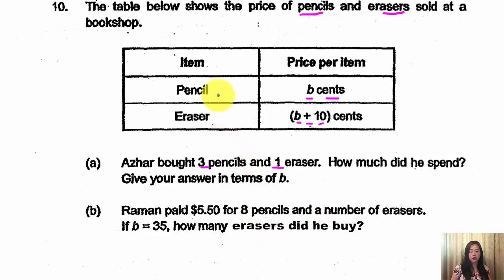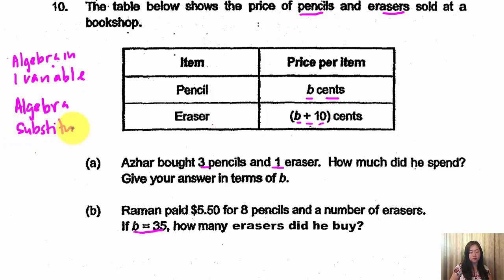So let's identify the concept here. This is definitely an algebra topic question, and since there's only B here, we can see that it is actually algebra in one variable. And since B is equal to 35, we can see that the question wants to test us on algebra substitution. So let's try to do the question.